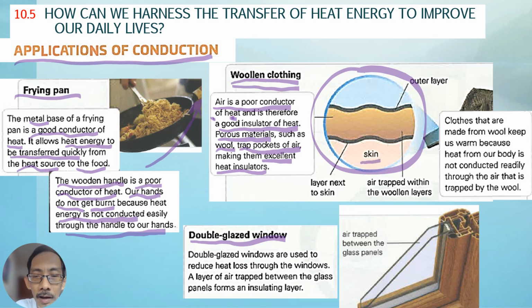This is where our skin is, inside our body, and this is the piece of woolen clothing. So the air is trapped inside here, within the woolen layers. From here, the clothes that are made from wool keep us warm. Heat from our body is not conducted away easily. So the heat is trapped because of the air, so our body heat does not get released and therefore keeps our body warm.